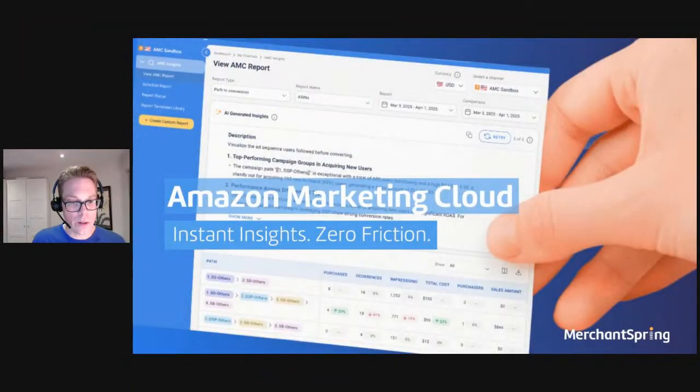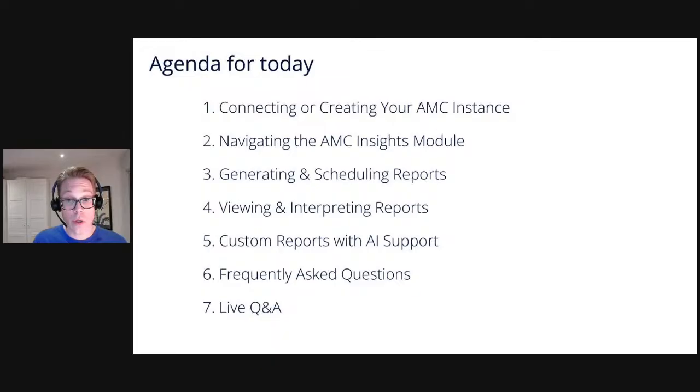What do we have in store for you today? Well, I'm going to show you how to connect or create your own AMC instance within Merchant Spring, and how to navigate the new AMC Insights module. We're going to have a go at generating and scheduling reports, viewing and interpreting those. Then we'll get into how you build custom reports, and even using a little bit of AI and natural language processing. And then at the end, we'll leave time for frequently asked questions. I've got some already that we get asked very often, and I will also open up to the floor if there are any questions during this live session.